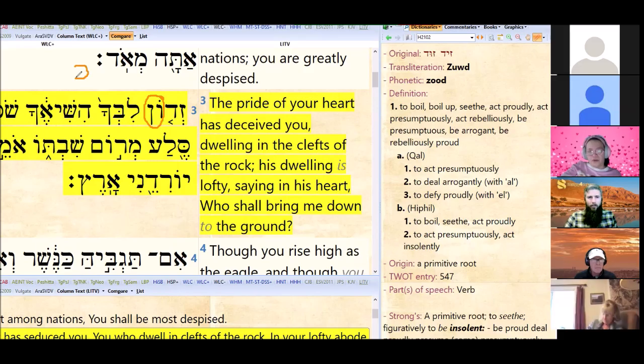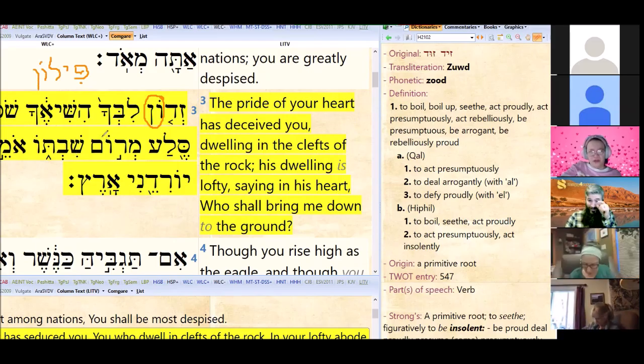Does anybody know what a pil is in Hebrew? Elephant. What is a pilon? An elephant baby. It's a little elephant. Yeah, it's a diminutive. So this on does actually show up quite a lot. Well, a fair number of times in the Bible, and then it shows up quite a lot in modern Hebrew as a suffix all its own that refers to a diminutive noun.